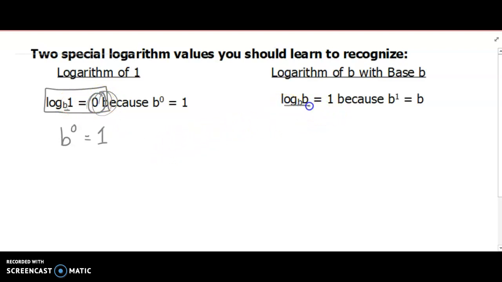Over here, log base B of B equals 1, because if I rewrite this as an exponent, B is my base to the first power is going to be B. So these two should make pretty easy sense to you.